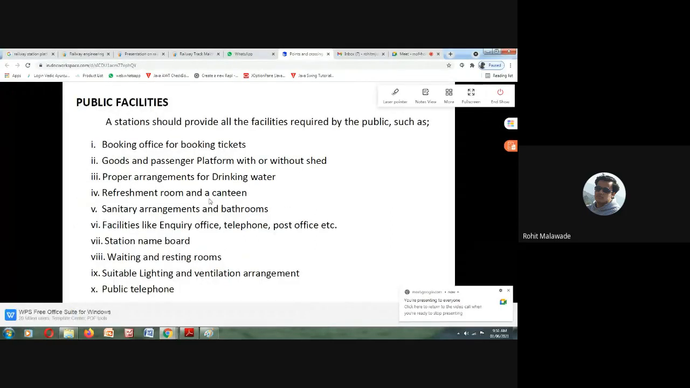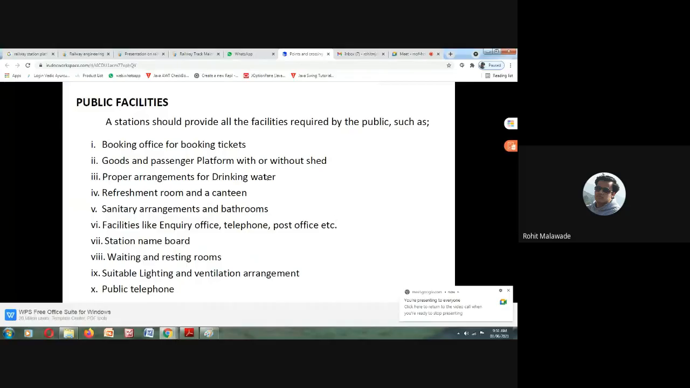Proper arrangement for drinking water should be there in order to have drinking water for the people, right? And then refreshment room, canteen should be there, right? Canteen should be there. Sanitary arrangement, like your WCs and all, should be there. Inquiry office, telephone, post office, right? All things should be there, right? Then station name board, right? Station name board, waiting and resting room, suitable lighting and ventilation arrangement, and the public telephone.